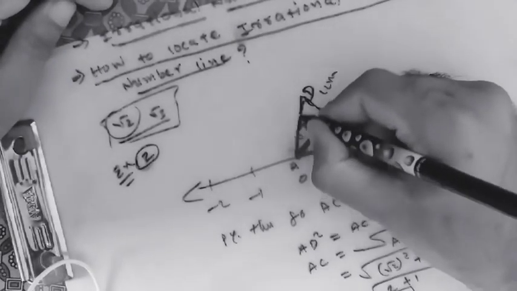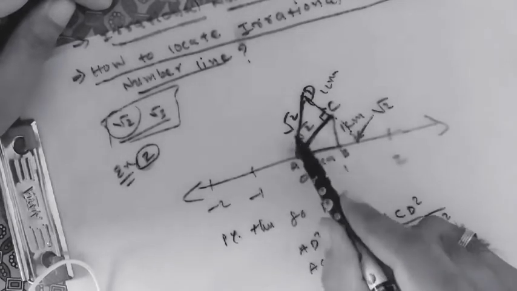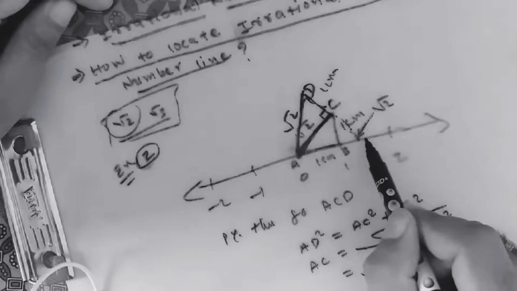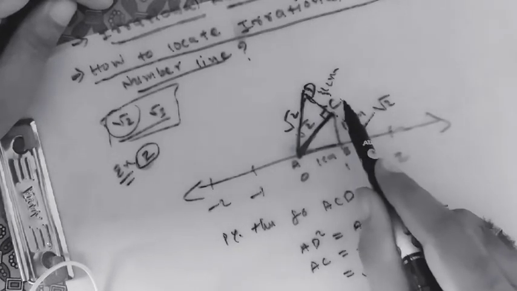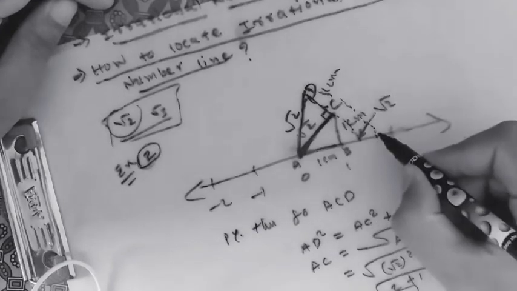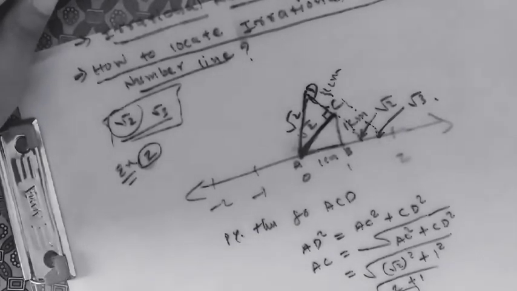Now we measure this length and take this length from here to wherever it goes on the number line. So here we get root 3. Same, we can represent all the irrational numbers on the number line.